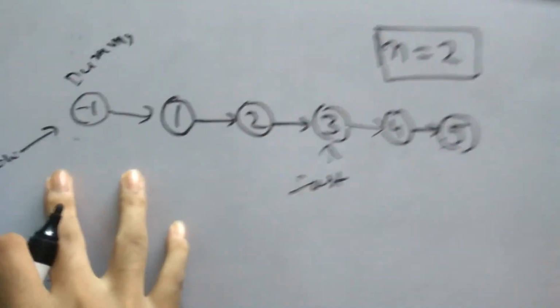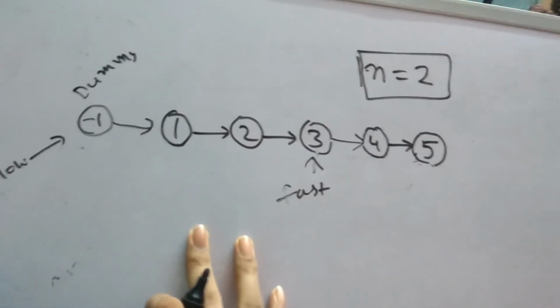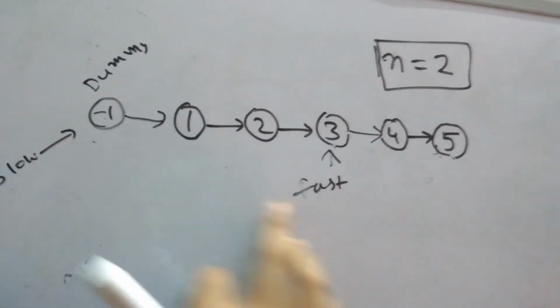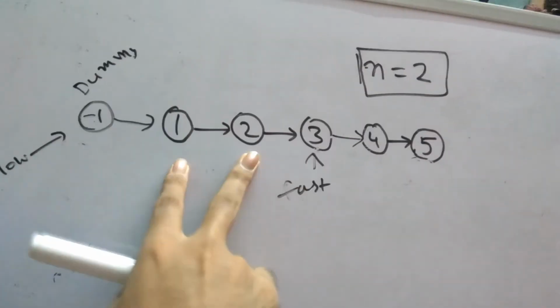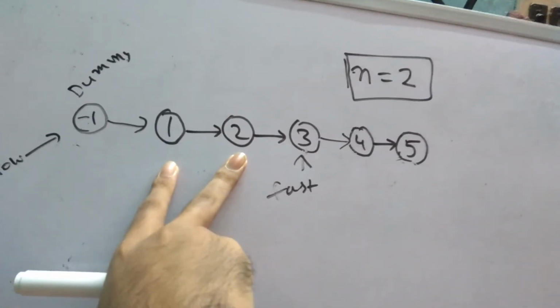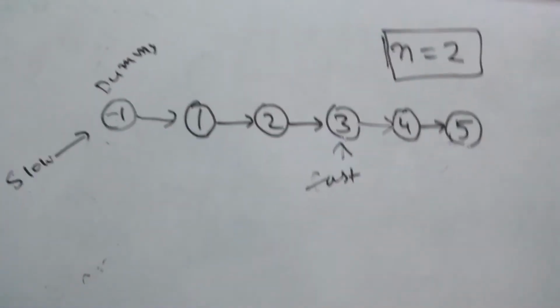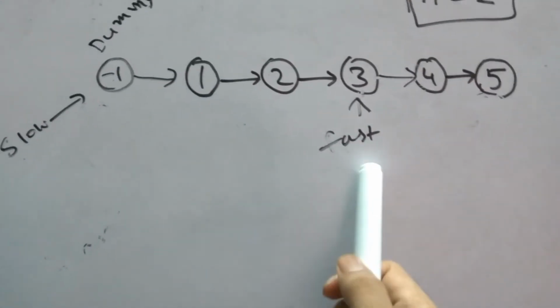So what is the basic need of this? We want to maintain the distance between the slow and fast pointer as n. That's why we can see it has exactly n nodes in between them. That's why we incremented the first pointer n plus 1 times.